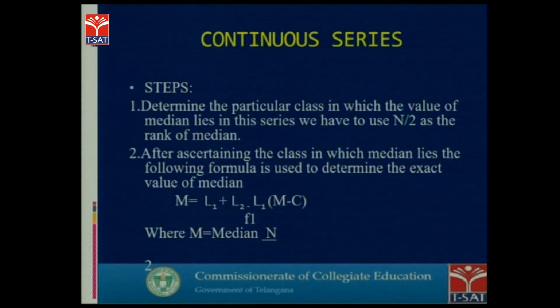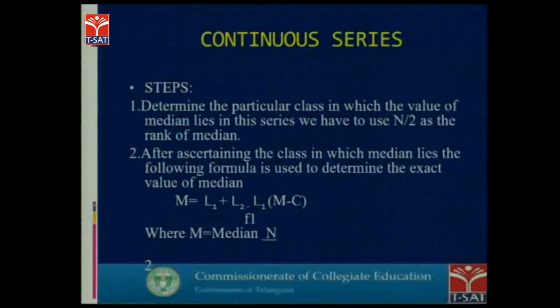Continuous series. The steps involved in finding the median in continuous series are: determine the particular class in which the value of median lies. In this series, we have to use n by 2 as the rank of median. After ascertaining the class in which median lies, the following formula is used to determine the exact value of median: M is equal to L1 plus (L2 minus L1) divided by F into (M minus C), where M is the median.